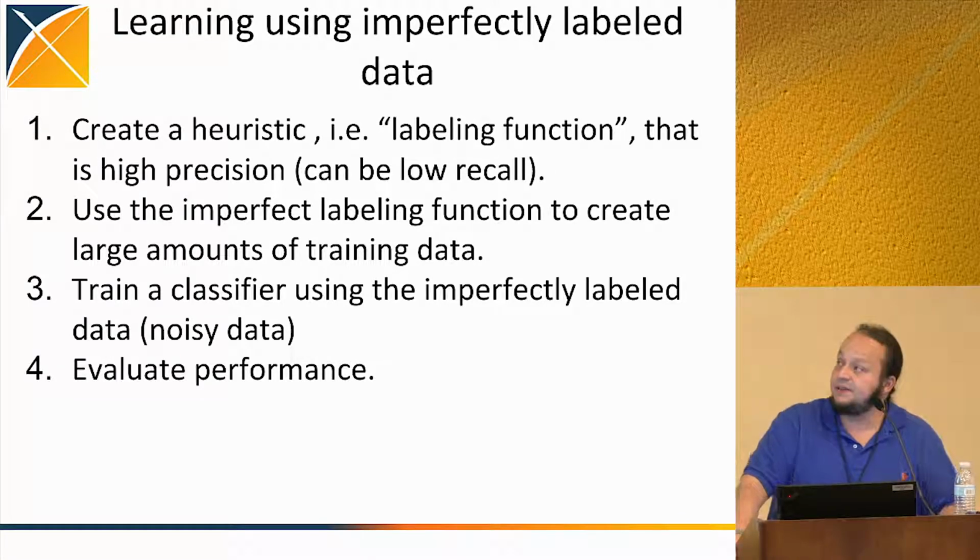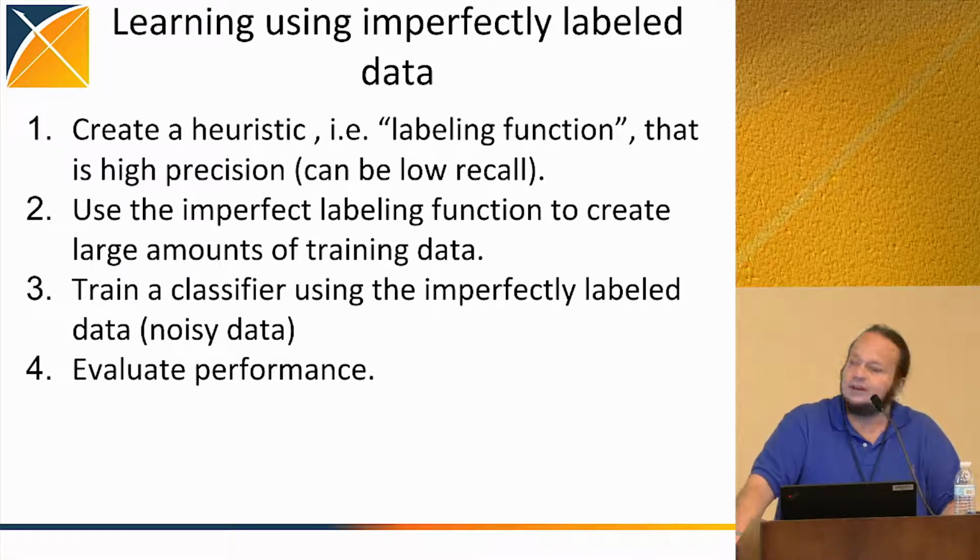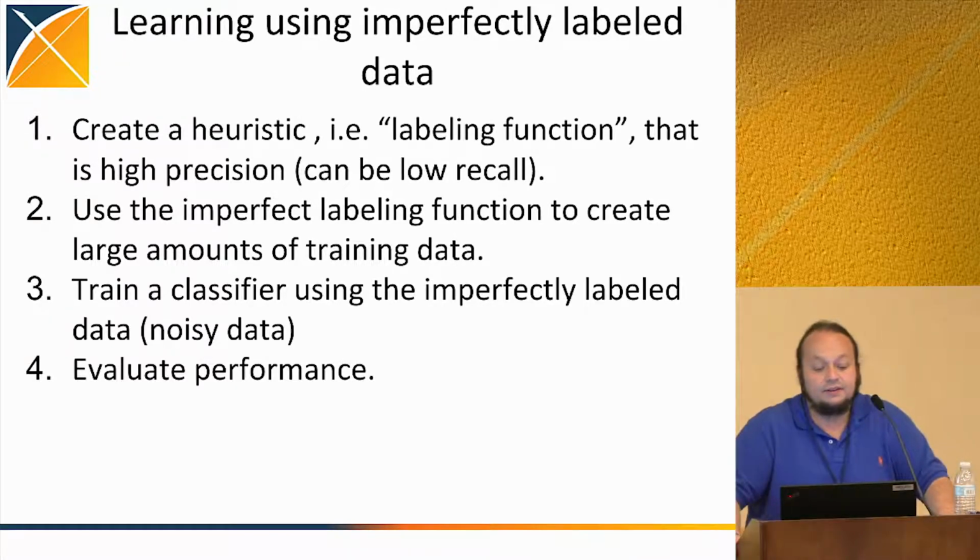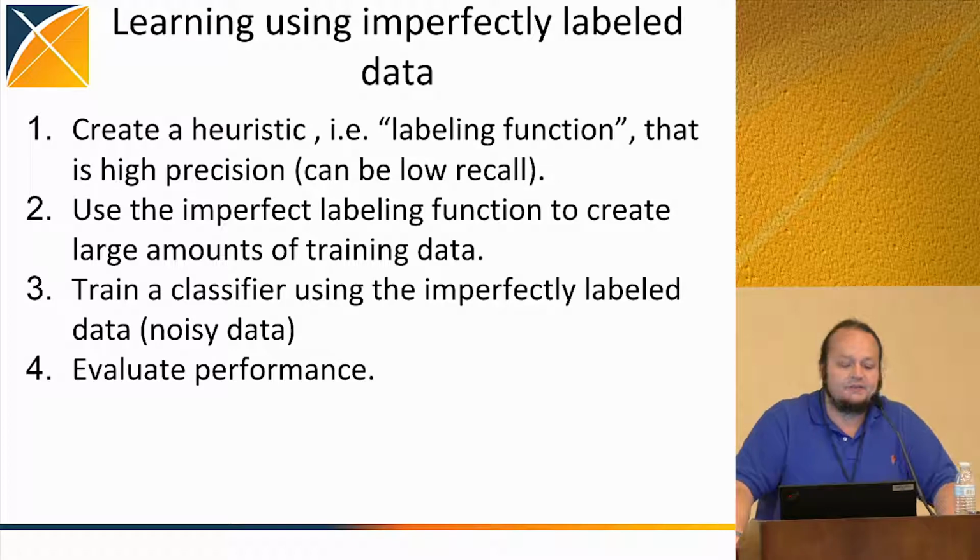And based on this, now you have an imperfectly labeled function, so you'll be able to create large amounts of training data in the sense that you have a function and then you set it loose on all the data you're able to look at in your CDM or whatever subset of data that you want to look into. And then you train a classifier using this imperfectly labeled data, and you can evaluate performance if you already have some sort of gold standard.